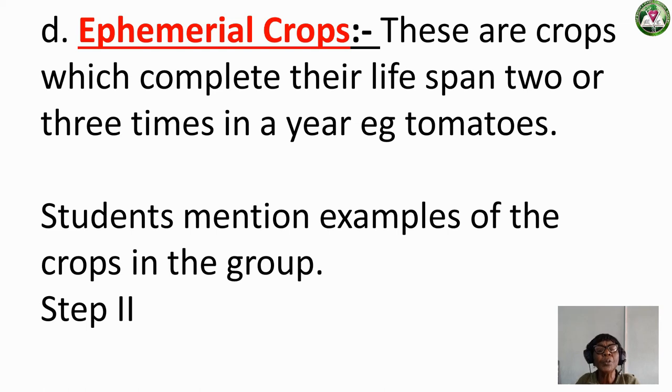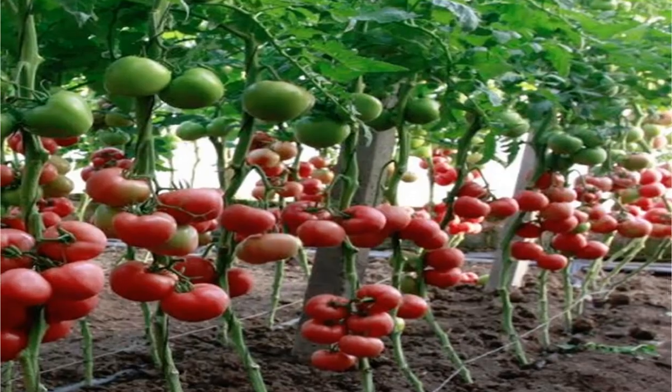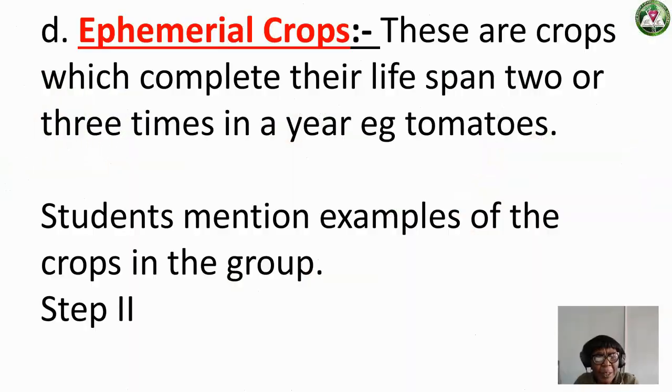Then we have another group we call the ephemeral crops. These are crops which complete their life cycle 2 or 3 times in a year. So when you plant them, they grow vegetatively, produce leaves, flowers, and so on. Then they produce fruits. You harvest the fruits, and those crops will still be alive. Then they produce fruits again, 2 times before they finally die. Typical example is the tomatoes. We call them the ephemeral crops.